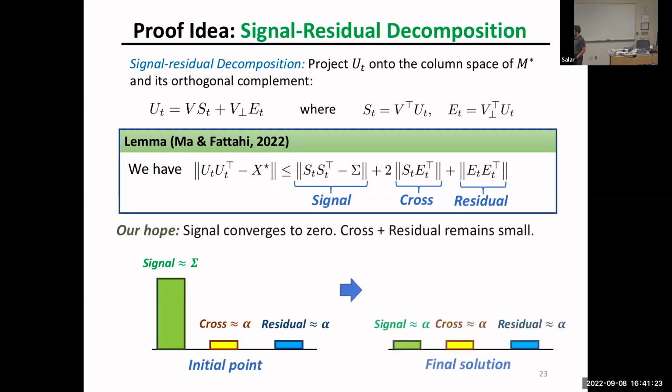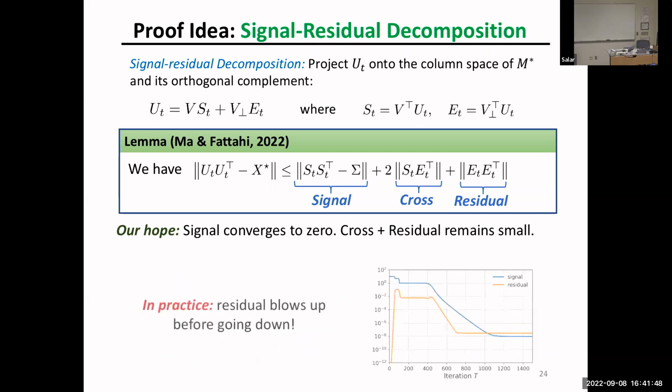Our hope is to show that as we make progress in the algorithm, this signal term converges to 0 while having a small value for cross and residual term. If we can establish something like this, then we're done. The upper bound here is going to be in the order of alpha.